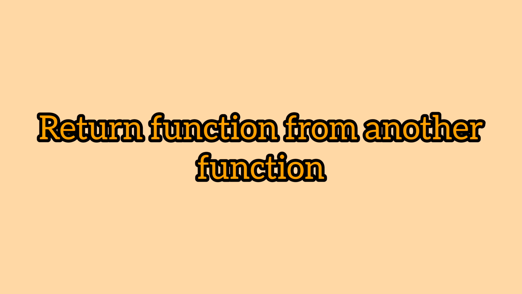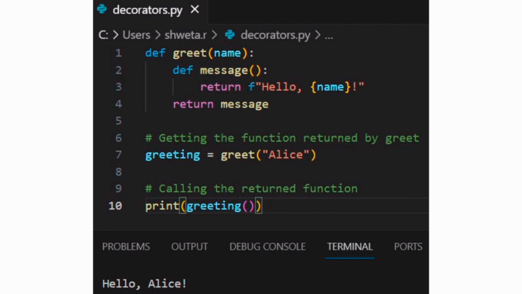You can return a function from another function. For example, here we are returning the message function from the greet function. After discussing these concepts, let's see decorators.